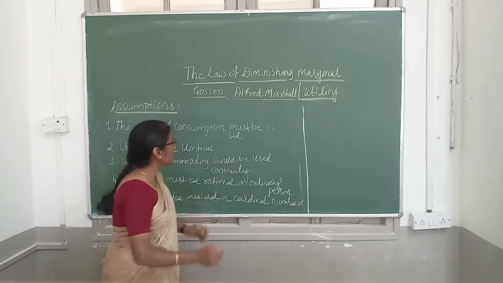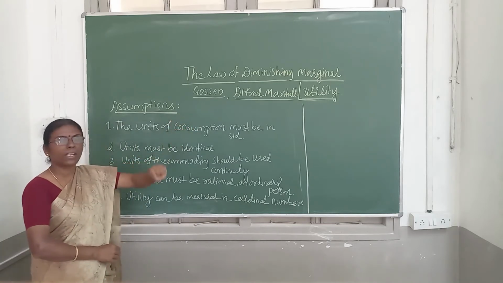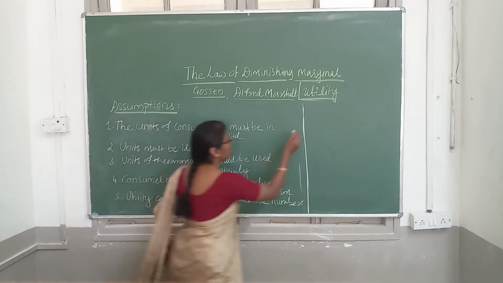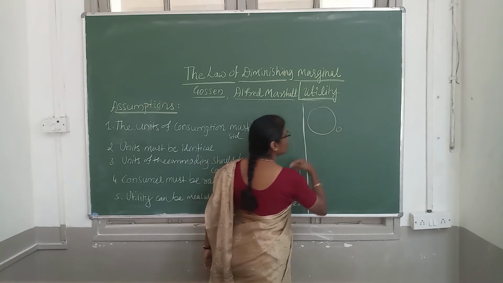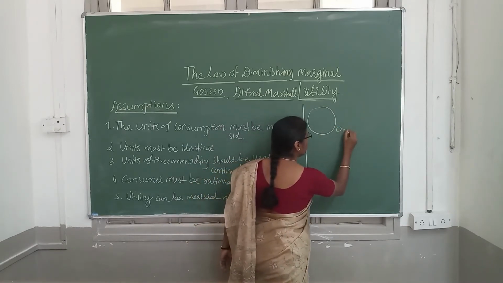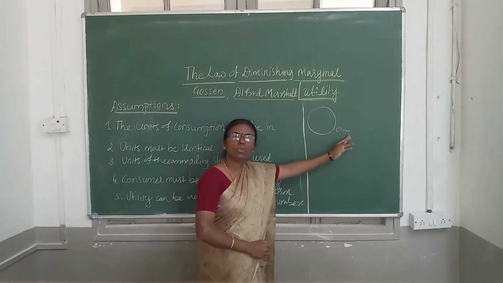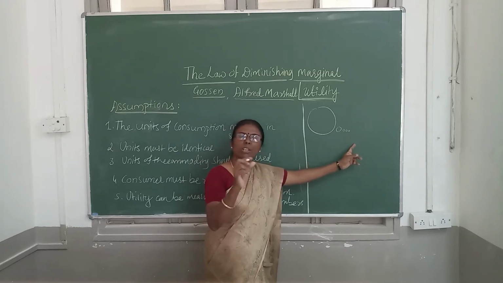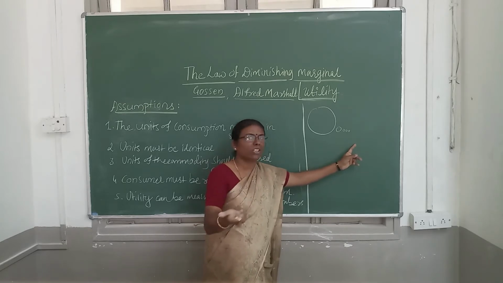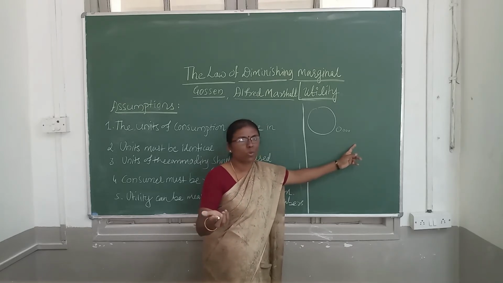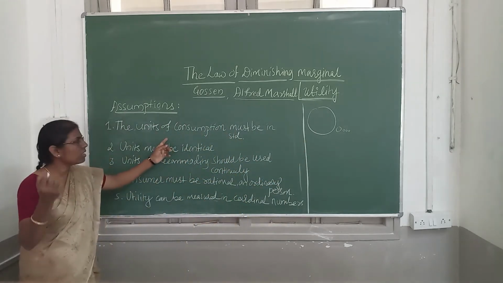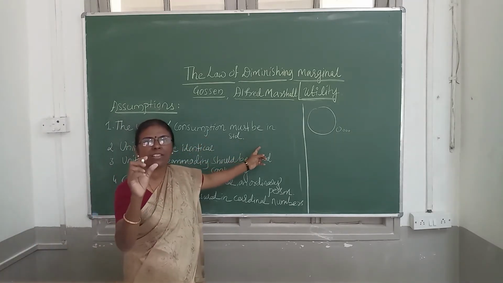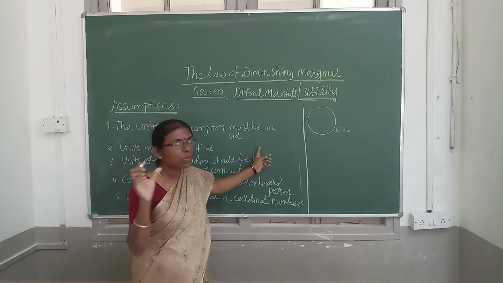Take the example of a peda. The units of a peda must be of standard size, neither too big nor too small. If the size of that particular unit is too small, when we consume the pedas one by one, definitely it gives greater utility. So the law depends upon the basic assumption that the units of consumption must be of standard size, neither too big nor too small.